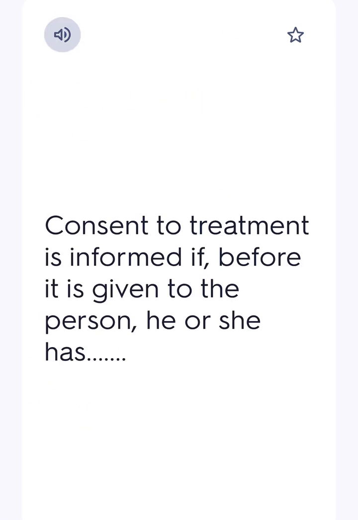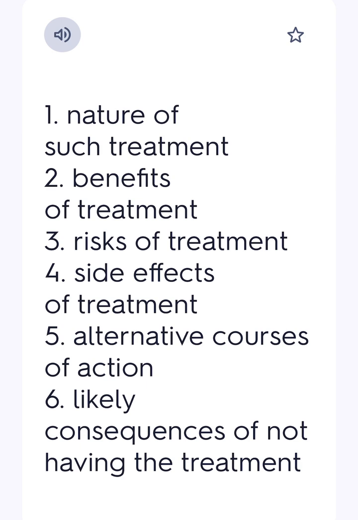Consent to treatment is informed if, before it is given to the person, he or she has received information about: 1. Nature of such treatment. 2. Benefits of treatment. 3. Risks of treatment. 4. Side effects of treatment. 5. Alternative courses of action. 6. Likely consequences of not having the treatment.